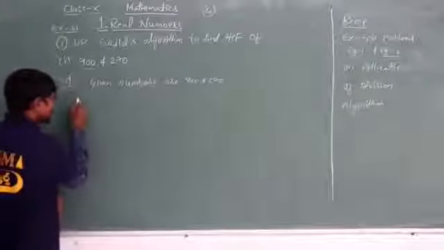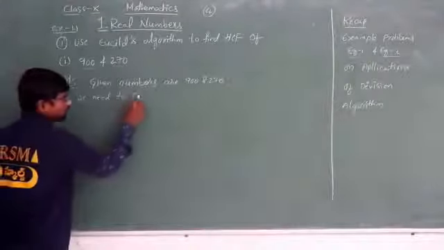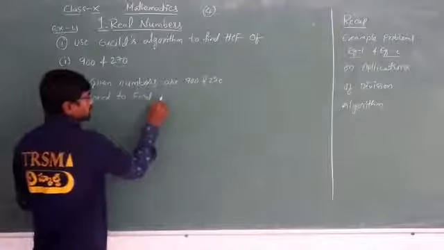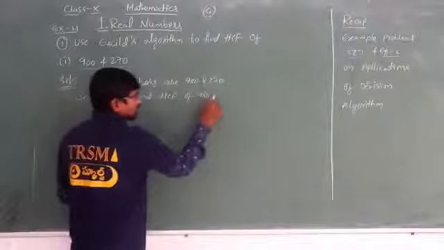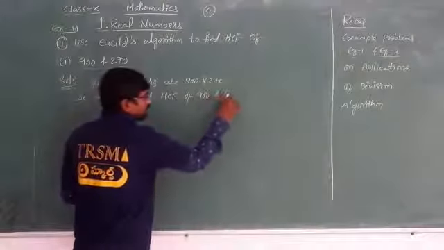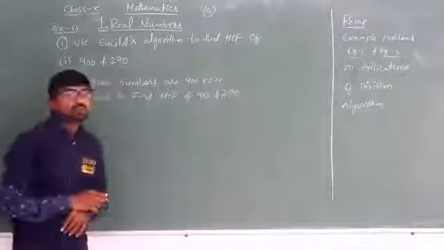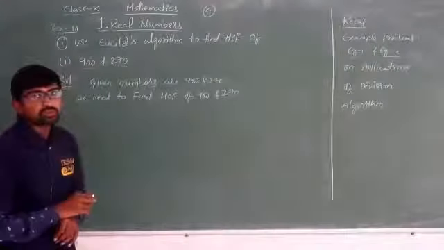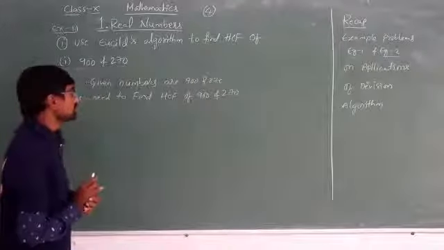What we need to do is find the HCF of 900 and 270. We need to find the HCF of 900 and 270.